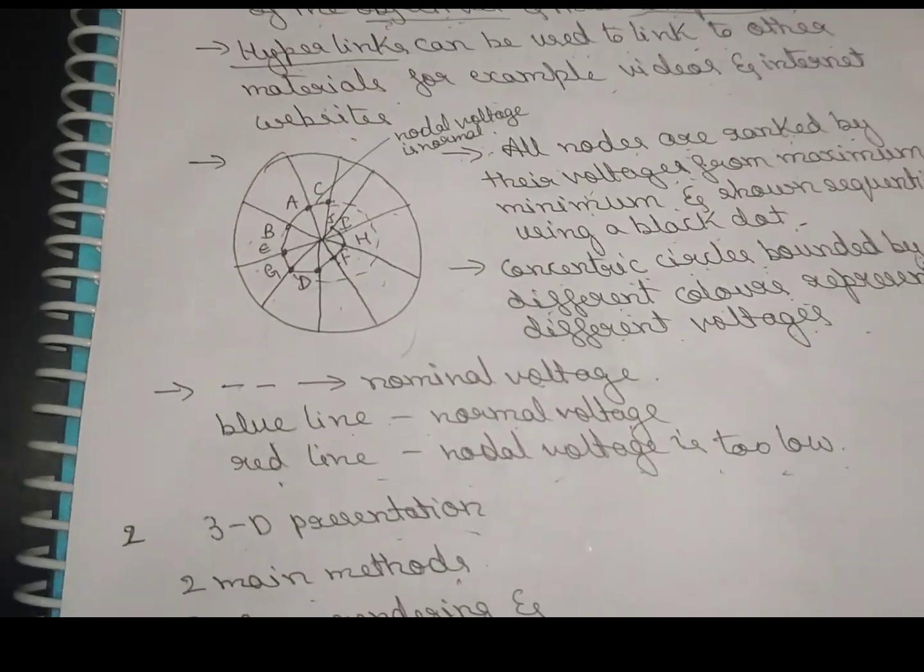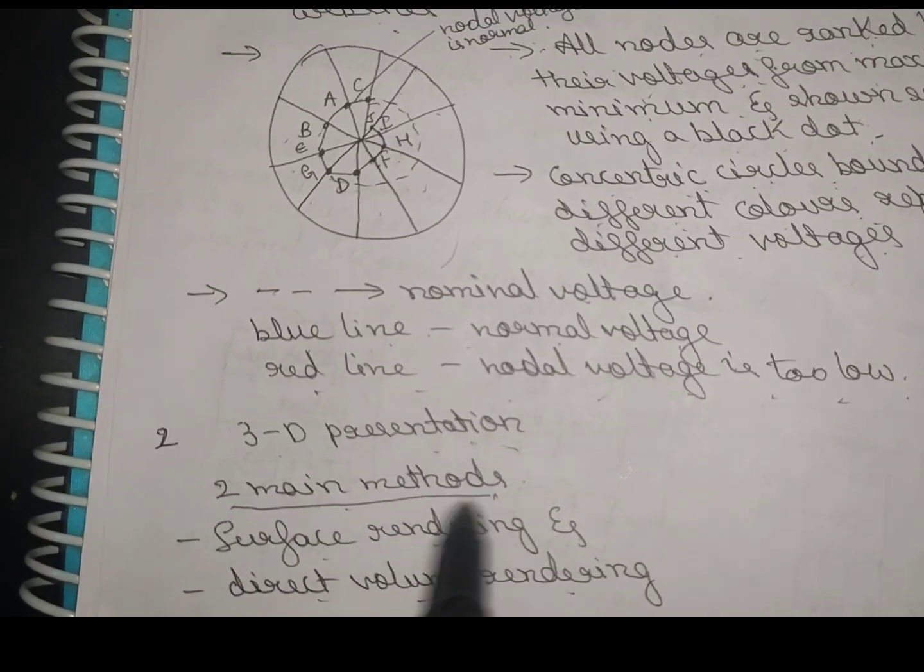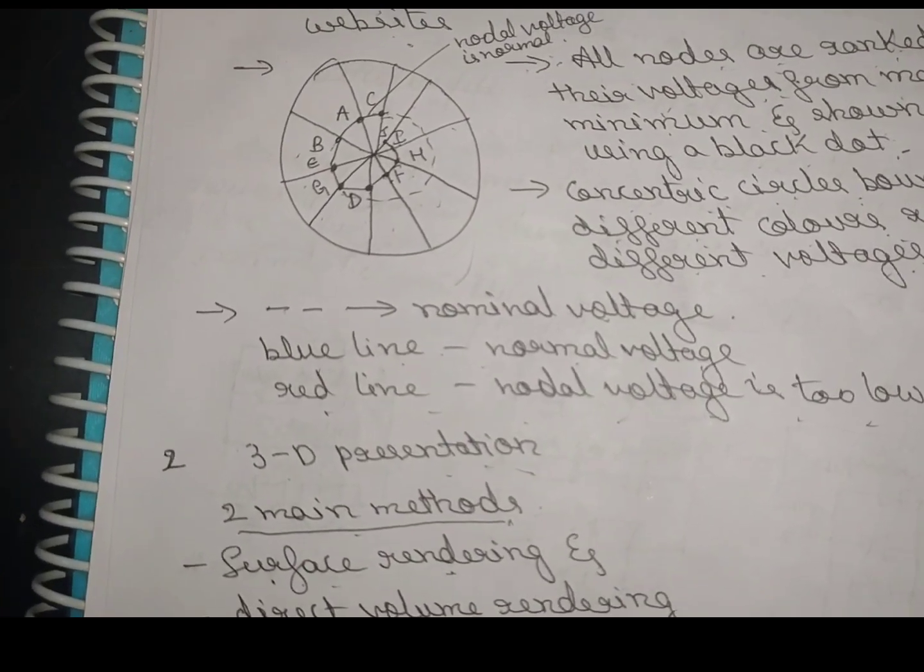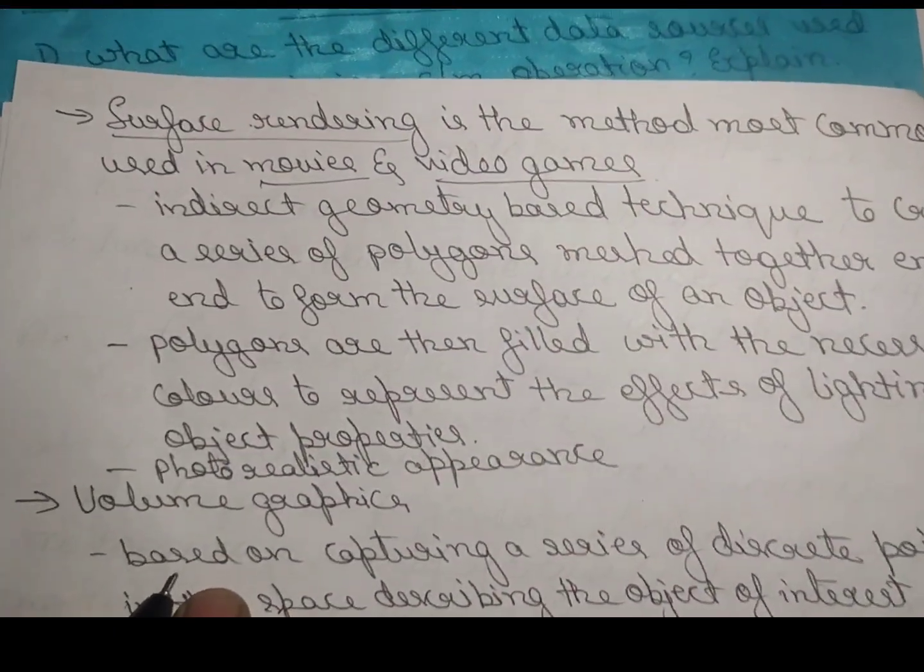3D presentation. In 3D presentation, there are two main methods: surface rendering and direct volume rendering. Till now we have discussed 2D presentation, and this is 3D presentation. Surface rendering is the method most commonly used in movies and video games.